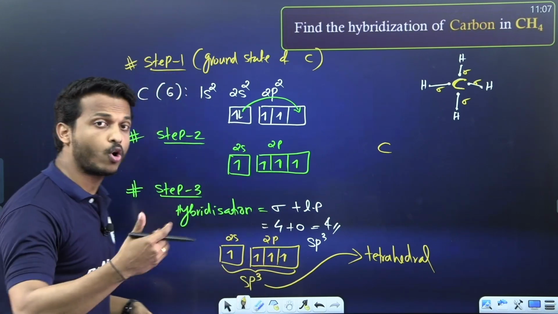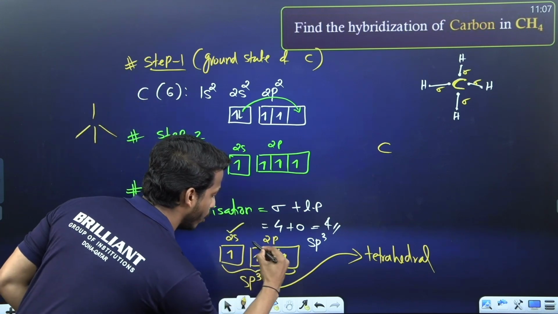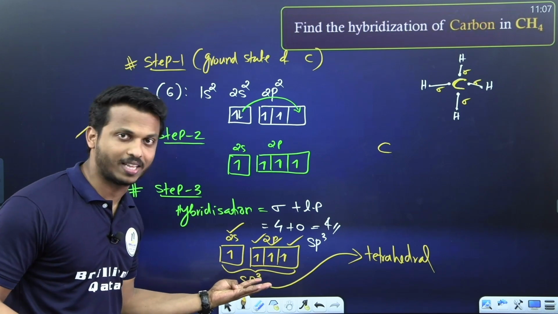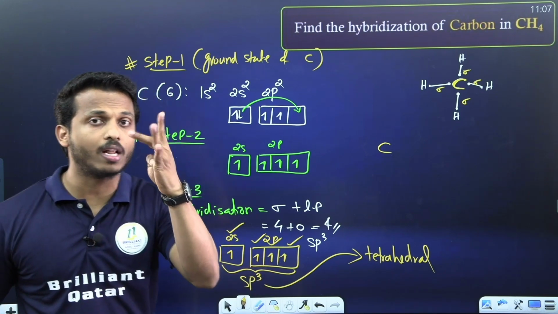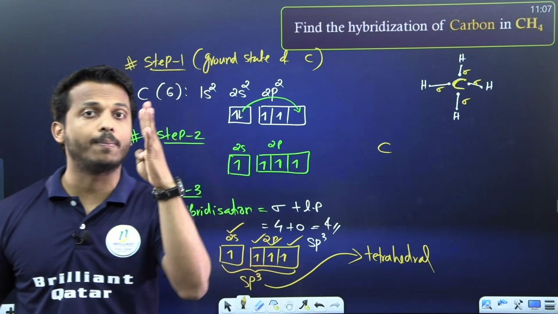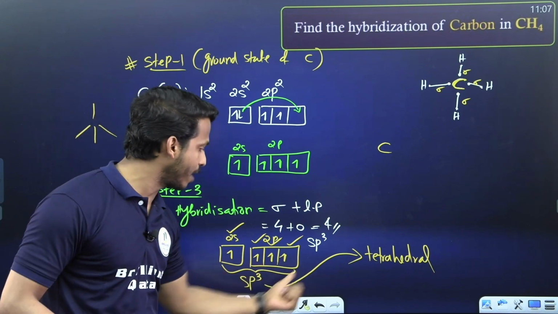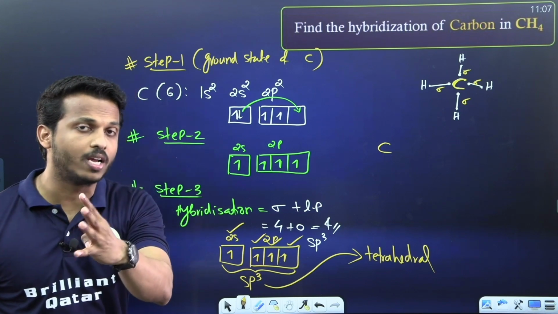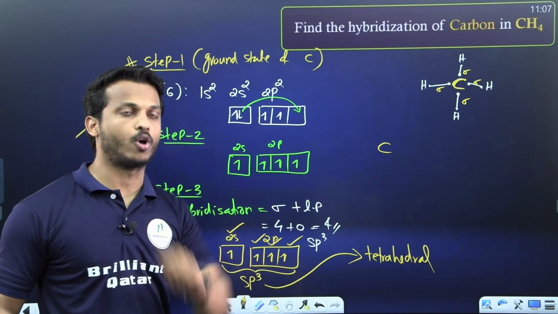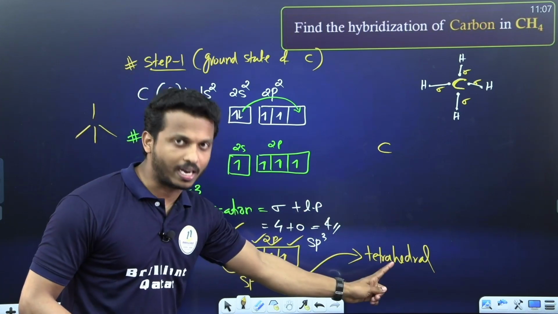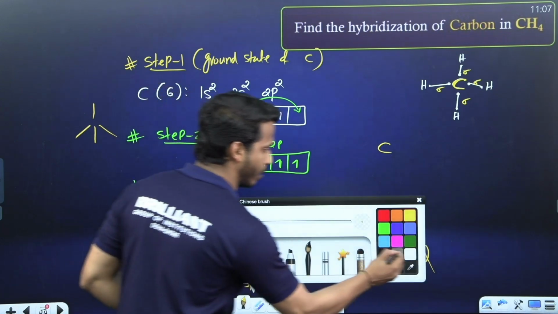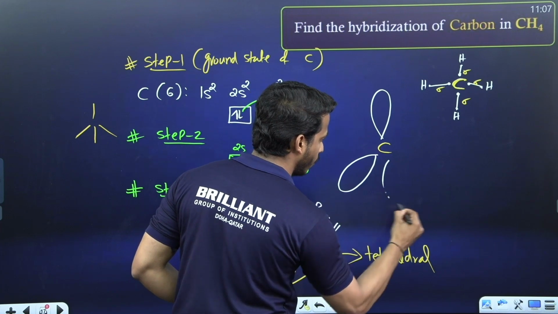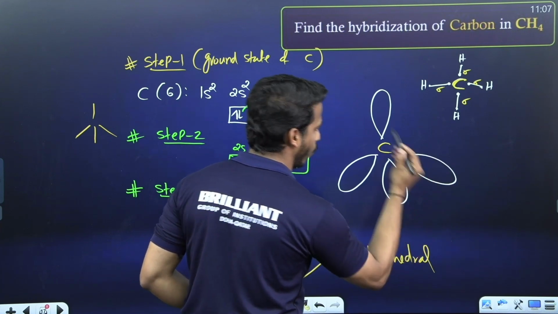How many atomic orbitals did you mix? 1, 2, 3, 4. 4 atomic orbitals. Therefore, we got sp3, right? 4 atomic orbitals mixed means 4 hybrid orbitals form. Which is the hybrid orbital? sp3. So if you mix 4 atomic orbitals, you get 4 sp3 hybrid orbitals. Maintain the tetrahedral structure and draw it. How to draw that one? 1, 2, 3 and 4.